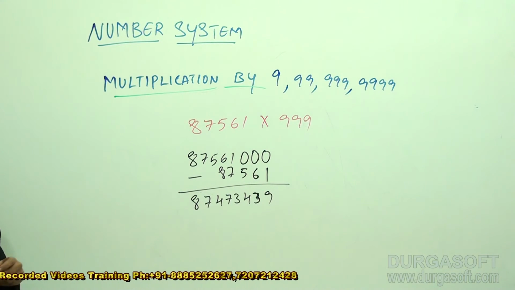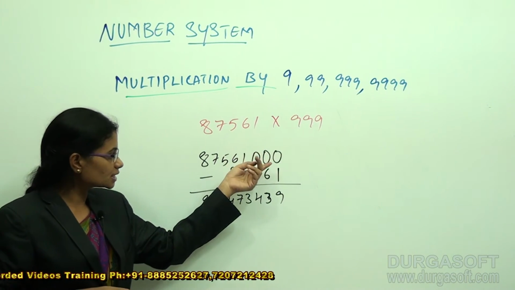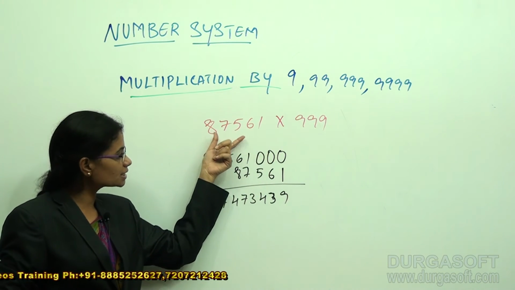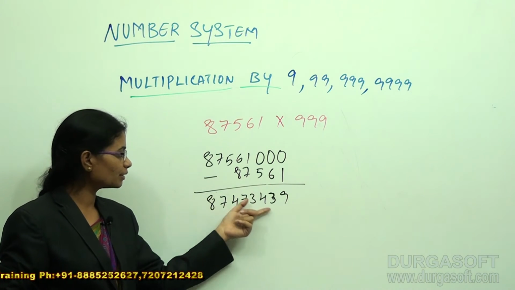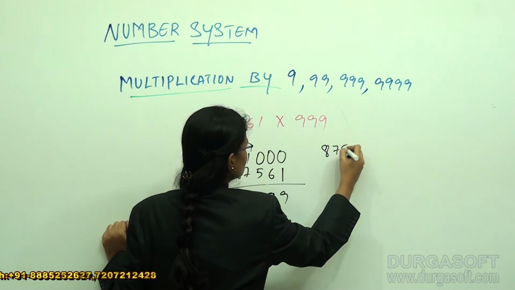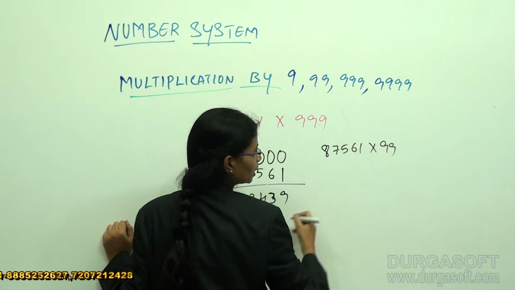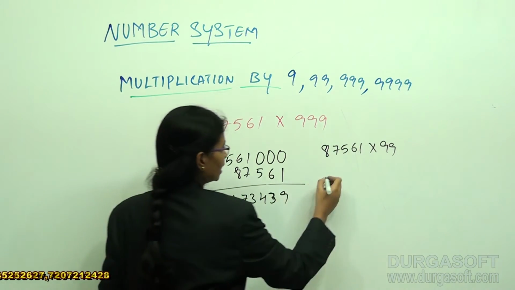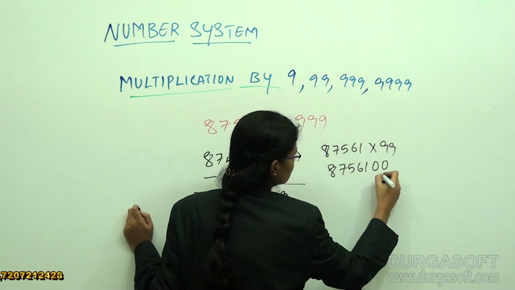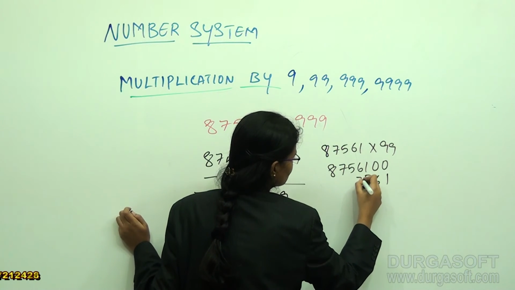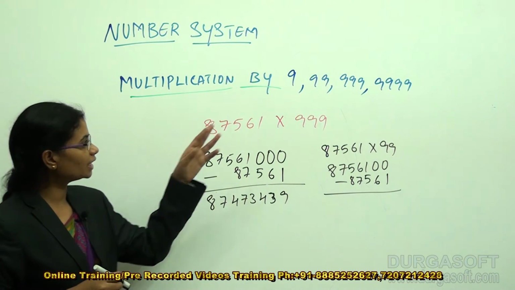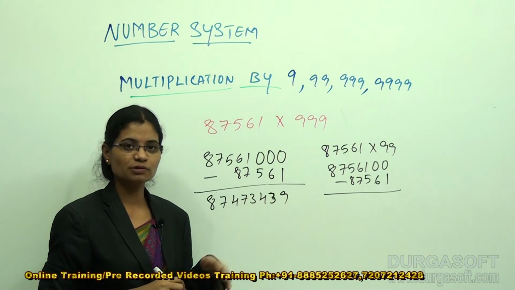Right? If it is for 999, just take 3 zeros. After this number, write 3 zeros, write the same number under it, and subtract, and you will get the result. If it is for 99, 87561, just take 2 zeros. That means 87561, 2 zeros. Under this, write the same number reversed, 16578. Just subtract, and you will get the answer. If it is for 4 nines, you write 4 zeros.